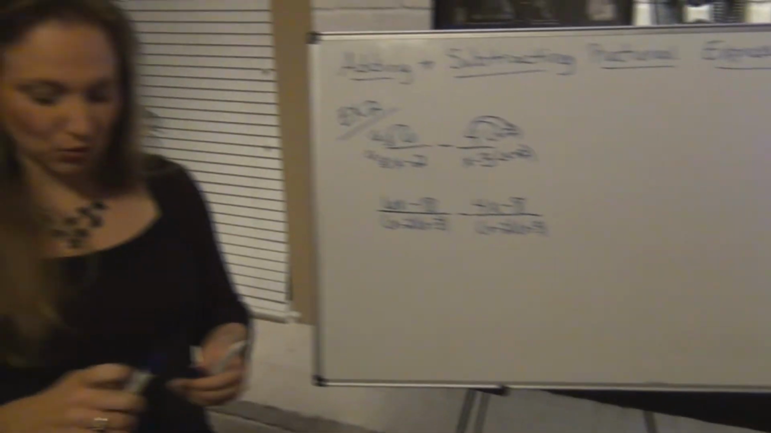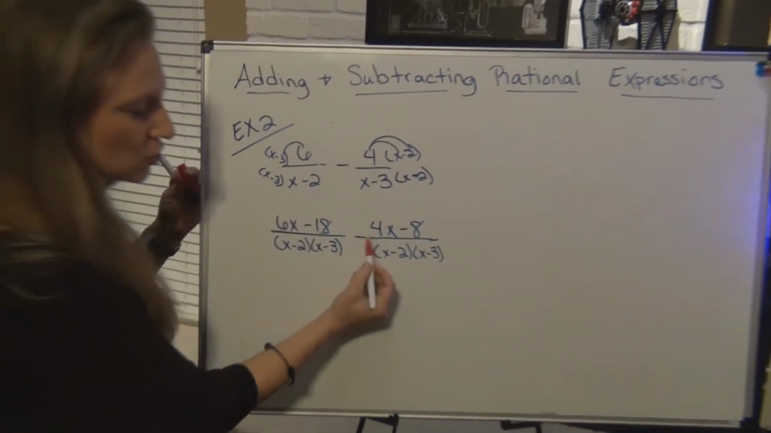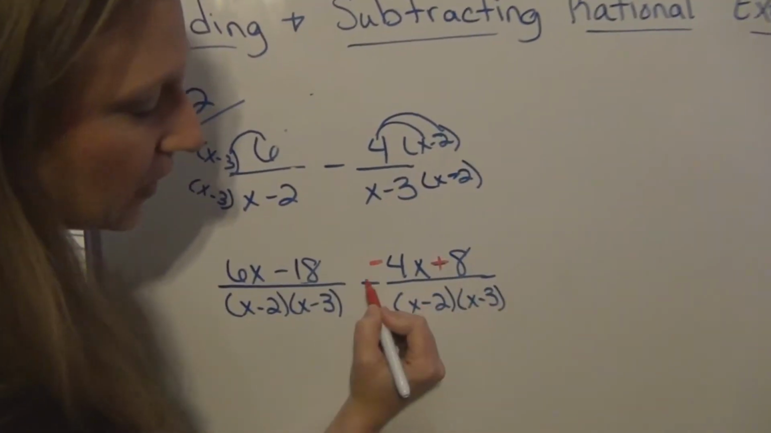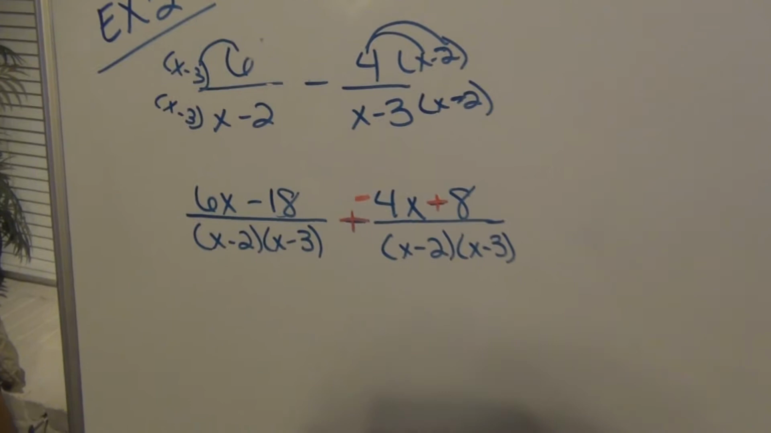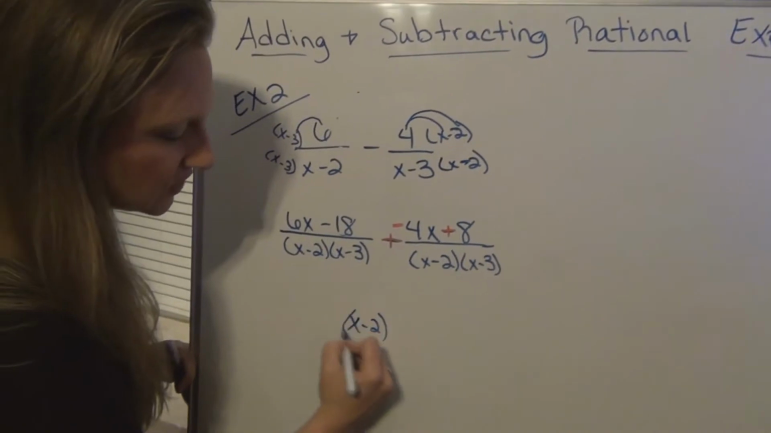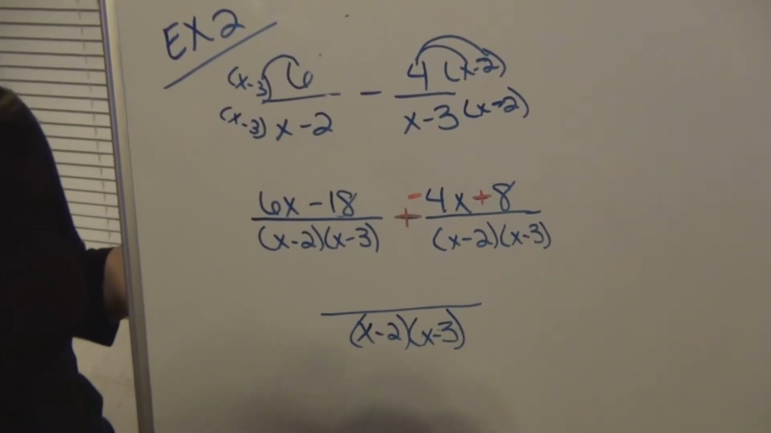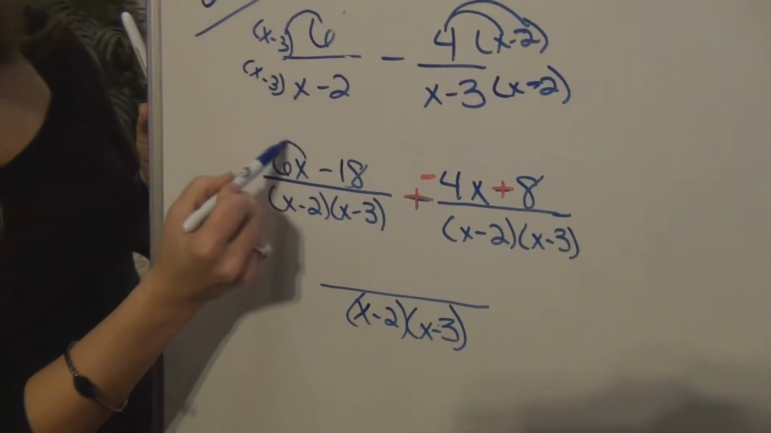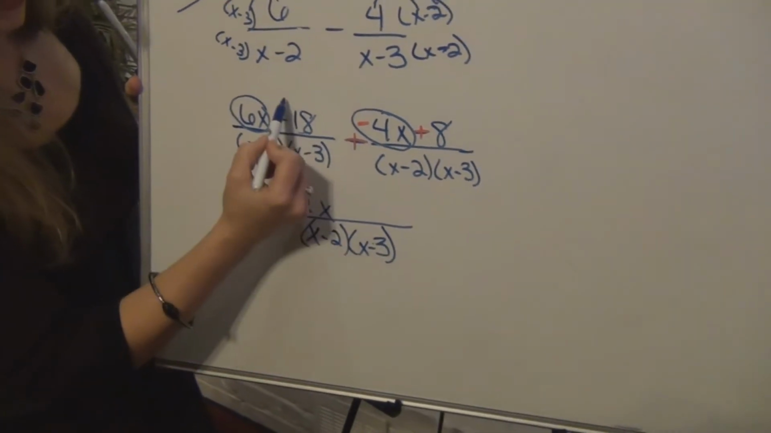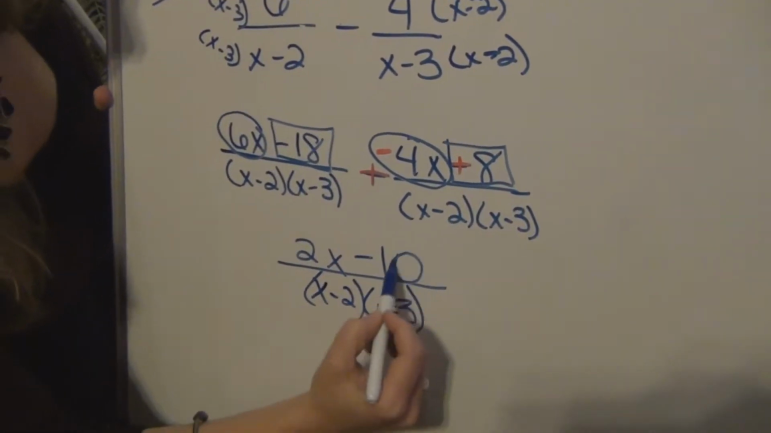All right, so now notice we're subtracting. We now have a common denominator, but we're subtracting. So don't forget to distribute your negative signs here. So this is going to turn into a negative 4x and a positive 8. That way I can now treat it like an addition problem. So my denominator is going to stay the same. It's going to be x minus 2 times x minus 3. And then I'm going to combine my like terms across the top. So I have a 6x minus 4x is going to be 2x. I have a negative 18 and a positive 8 to be minus 10.